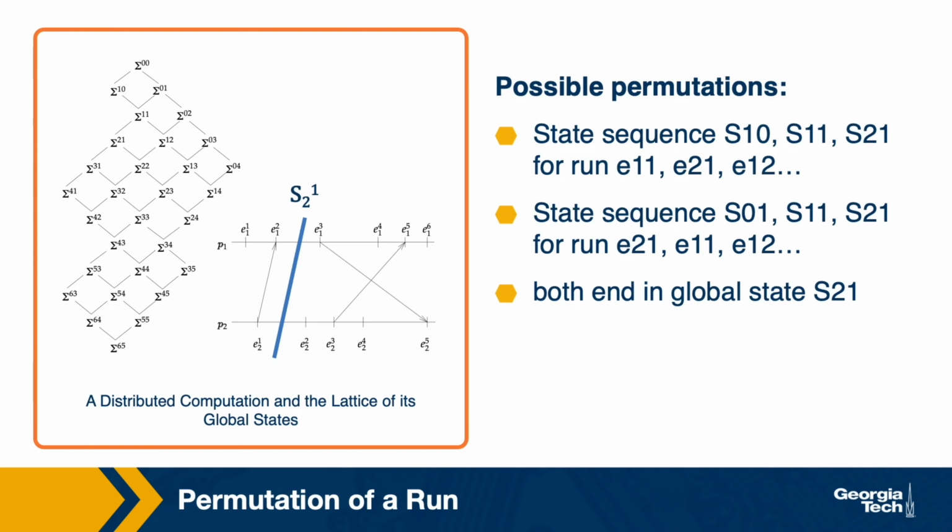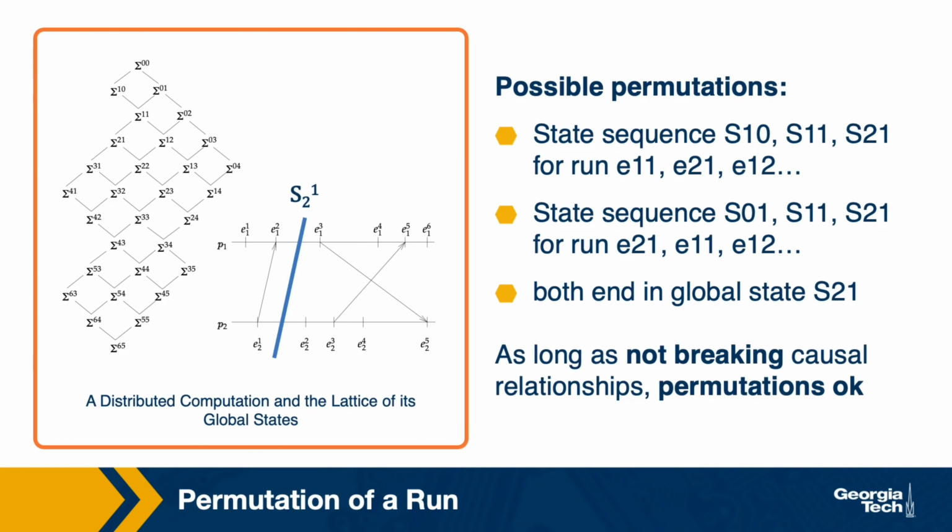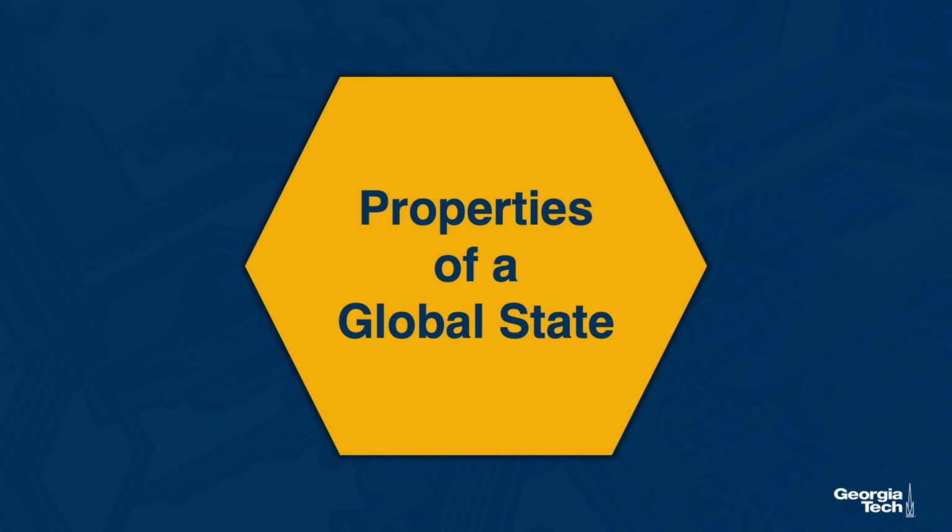So as long as these two permutations don't break the causal relationships among the events, meaning that they don't correspond to a situation where one process observes that a message was received, but when we look at another process, we don't see that that message was ever sent, then those permutations are okay. And that's the case with this state that's captured, S21. Let's see the formal definition of what a global state is.